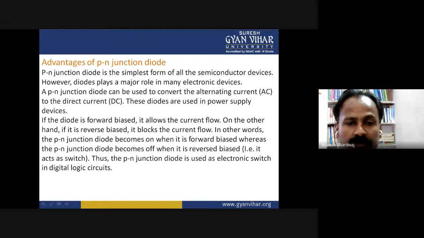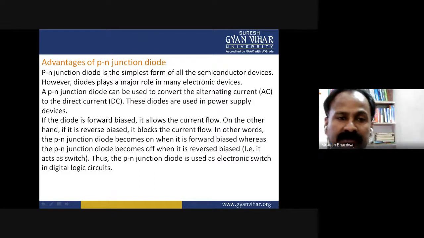So that's all for today's lecture. In the next lecture, we are going to continue with the PN junction diode and various types of diodes. Thank you.